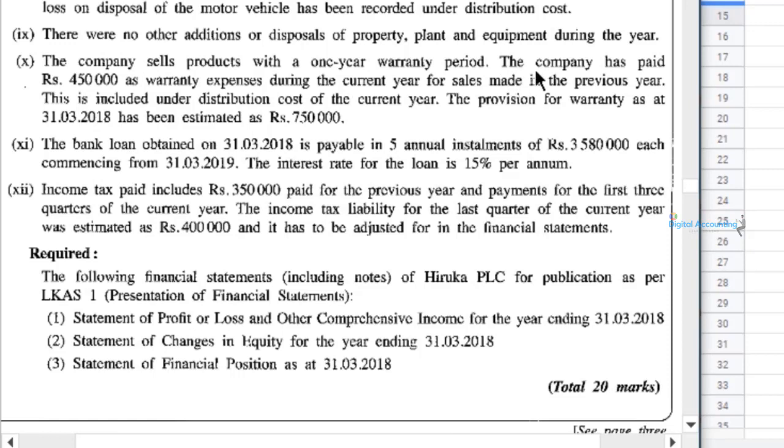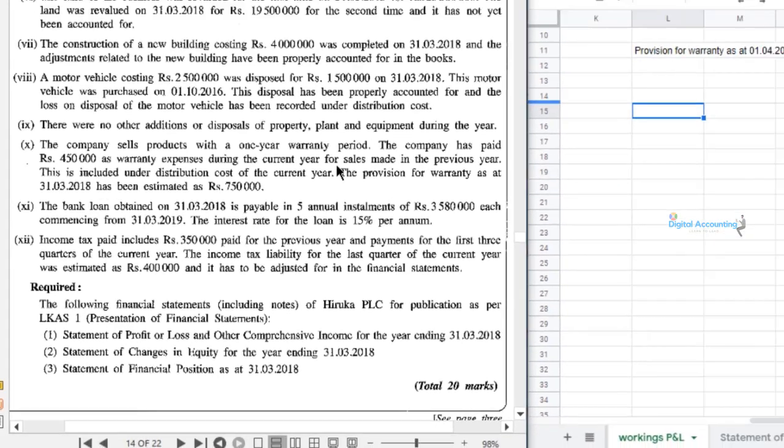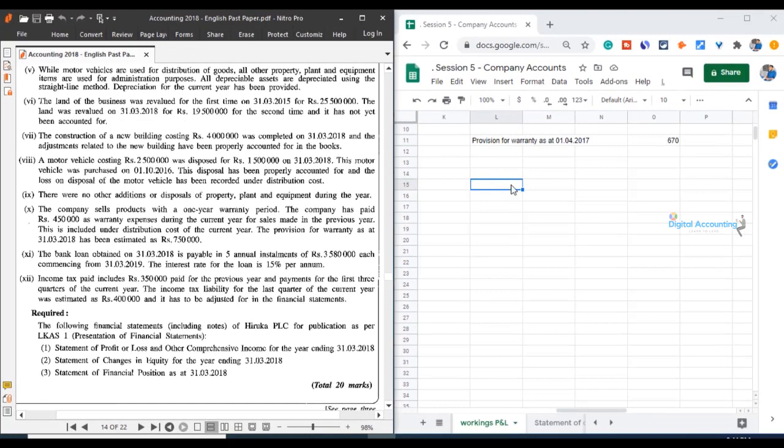The additional information says the company has paid Rs 450,000 as a warranty expenses during the current year for sales made in the previous year. So the double entry actually it should be, we need to reduce the liability of provision because we have paid that amount. Credit cash 450,000. But they recorded in debit entry in warranty expenses.